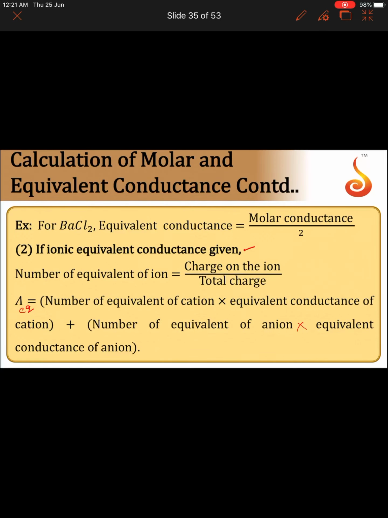If ionic equivalent conductance is given, the number of equivalents of an ion is equal to the charge on the ion divided by the total charge, and equivalent conductance is equal to the number of equivalents of cation times the equivalent conductance of cation plus the number of equivalents of anion times the equivalent conductance of anion. For this concept, I want to add one problem.